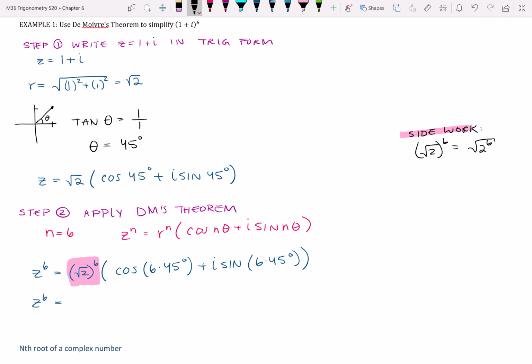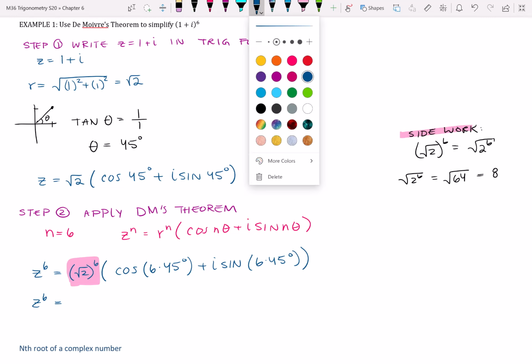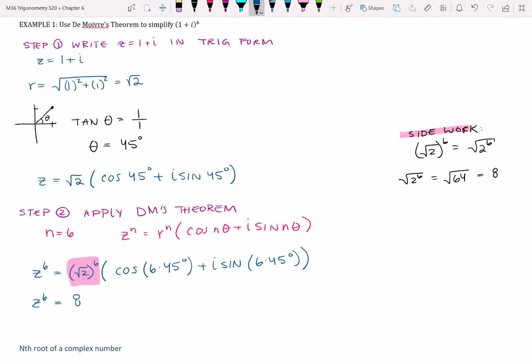Okay, and so the square root of 2 to the 6th power, you can think about it as, again, this is just going to be the square root of 64, which is just 8. And so here we have 8. Let me stay consistent with the colors here. We have 8 times cosine of 270 degrees plus i times sine of 270 degrees.